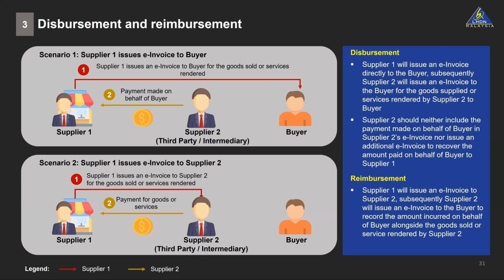Untuk senario yang kedua, supplier 1 issues an invoice to supplier 2 for the sale of goods or services provided to the buyer. And then supplier 2 ni dia buat bayaran kepada supplier 1 based on the agreement between the buyer and supplier 2. Subsequently, supplier 2 akan issue invoice to the buyer recording the amount paid on behalf of the buyer. Dalam invoice supplier 2 ni akan mengandungi maklumat sales of goods or services and akan display 2 items in the invoice. Pertamanya dia akan service charge or reimbursement and reimbursement.